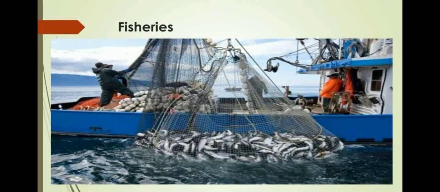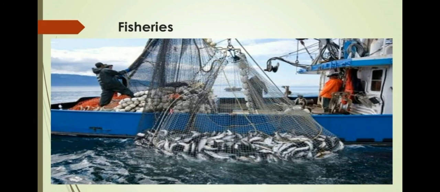Next one is fisheries. Fishing is locally important in the seas around the continent. Grand Bank is one of the world's best fishing grounds. It is located off the island of Newfoundland in Canada. Here the meeting of the cold Labrador current and the warm Gulf Stream current provides suitable conditions for fish to thrive.